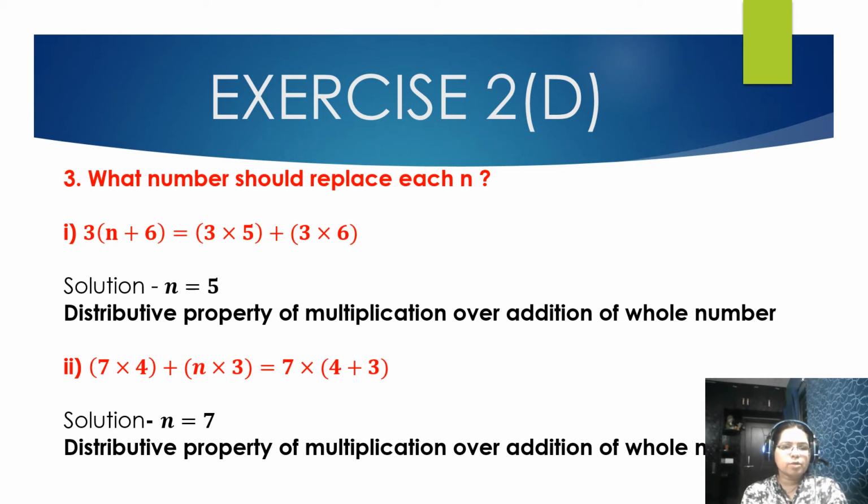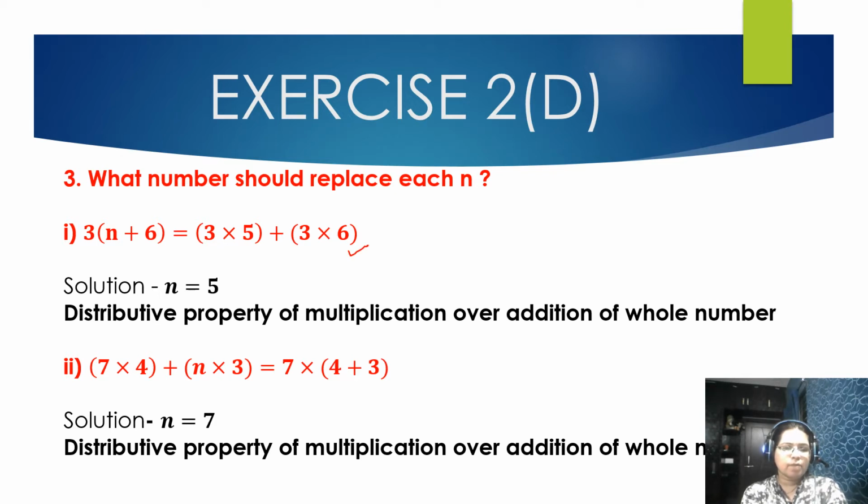Now we'll solve question number 3. Question number 3 is what number should replace each n? We have to find the value of n. And first bit is 3 multiplied by (n plus 6) equal to 3 multiplied by 5, that is inside the bracket, plus 3 multiplied by 6, that is inside the bracket.